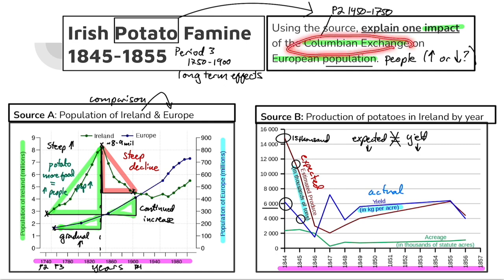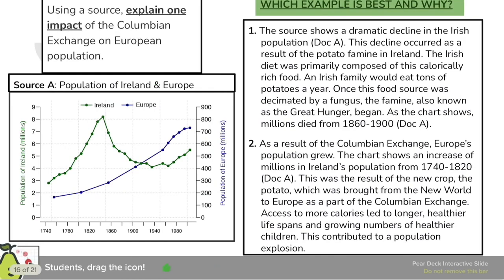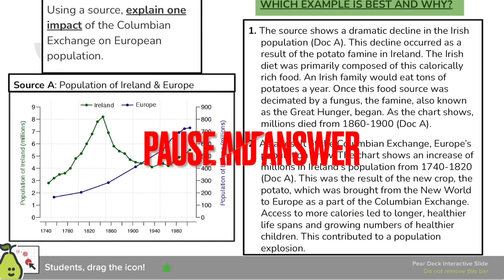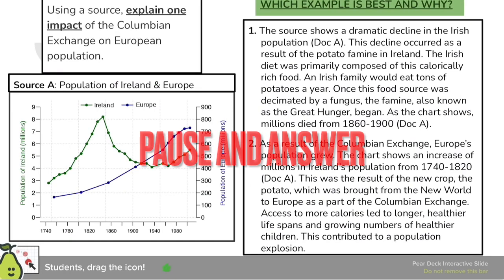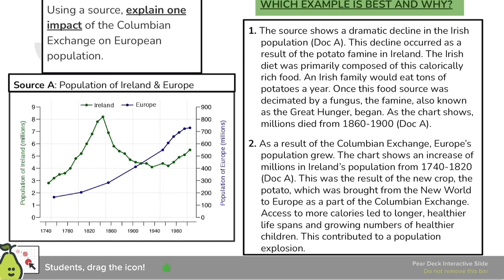What does the Columbian Exchange have to do with the Irish potato famine? That's what it's asking. So, like what we did before, we're going to take this source and read 2 statements, trying to use it to get the content point. Tell me which one is best and why. So, number 1, remember the question is effects of the Columbian Exchange on Europe. Let's see if this answers that prompt.